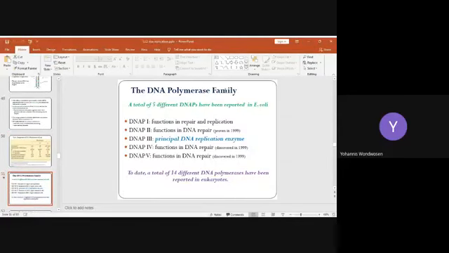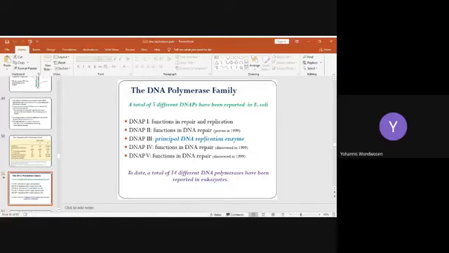So, when we see the DNA polymerase families, in E. coli, for example, there are about 5 families. DNA polymerase 1 functions in repairing the replication, as we have seen before, with exonuclease activity. DNA polymerase 2 functions in the DNA repair mechanism. DNA polymerase 3 is the principal DNA replication enzyme, as we have seen before.